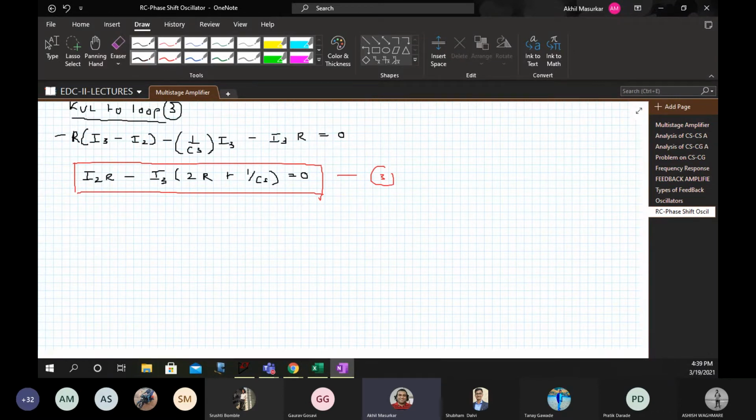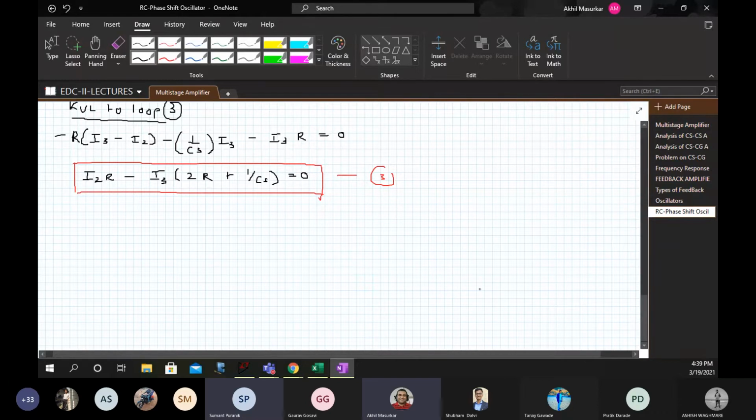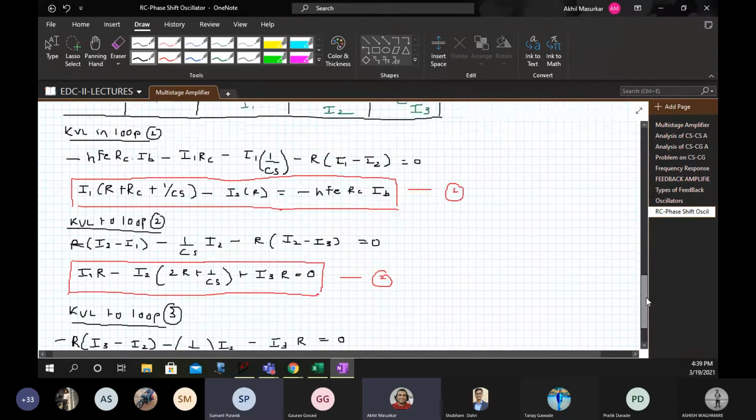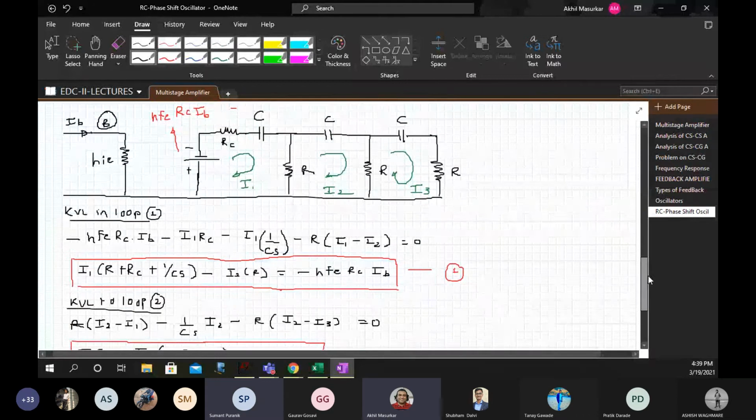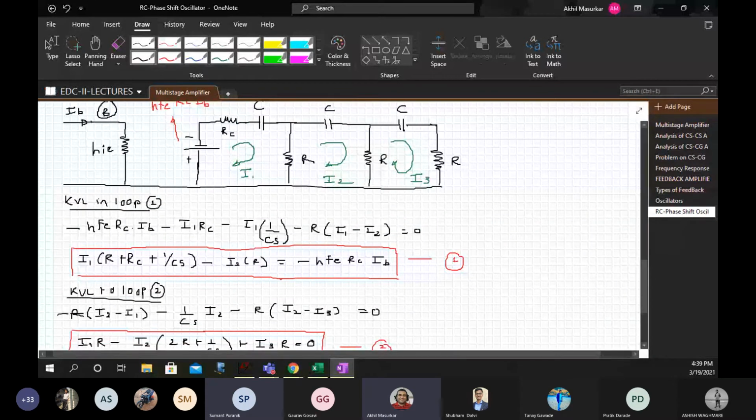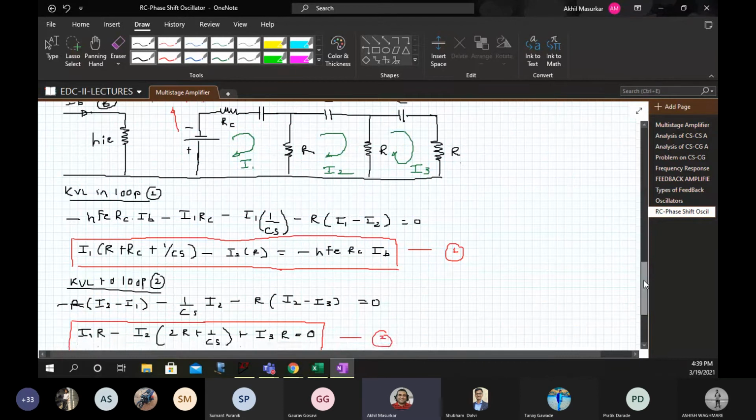Sir, in KVL loop 2, it should be minus R into I2 minus I1, no? Yes, minus R into I2 minus I1, correct. I think the further part is correct. Yes, the further part is correct. There is no change in the further part.